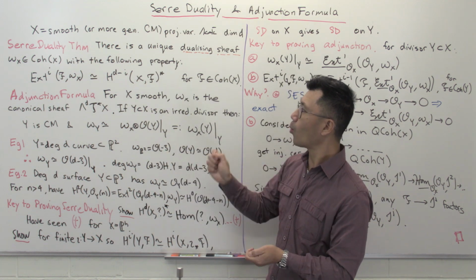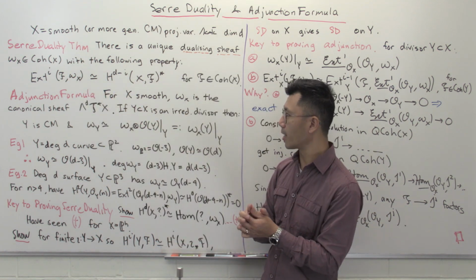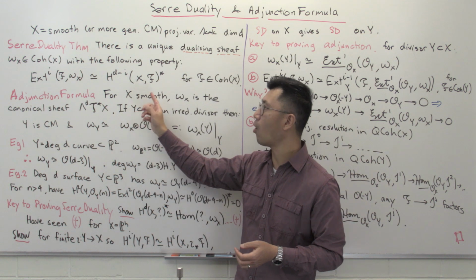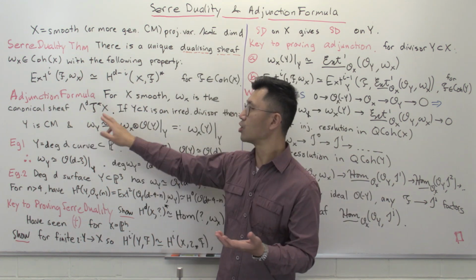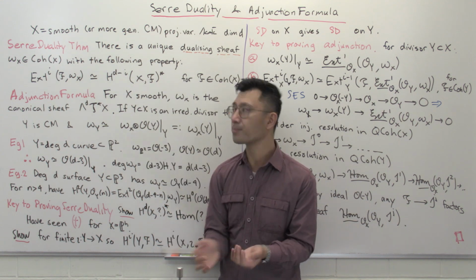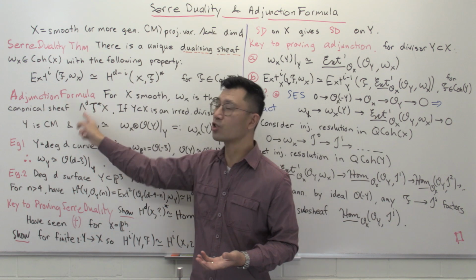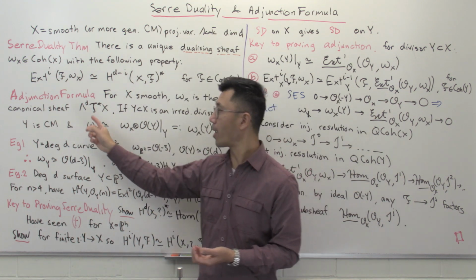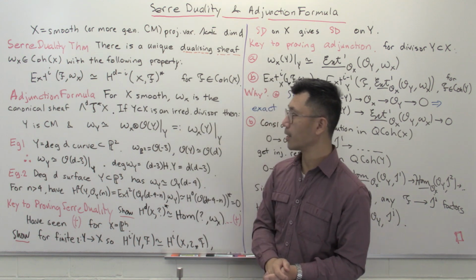Okay, so what are ways to compute this omega X? Here's an adjunction formula. So what is this omega X? Firstly, as I stated before, when X is smooth, omega X is just the canonical sheaf. In other words, you take the cotangent bundle, which is going to be a rank d vector bundle since it's dimension d, and you look at the highest exterior product of that, so it's now a line bundle, an invertible sheaf.